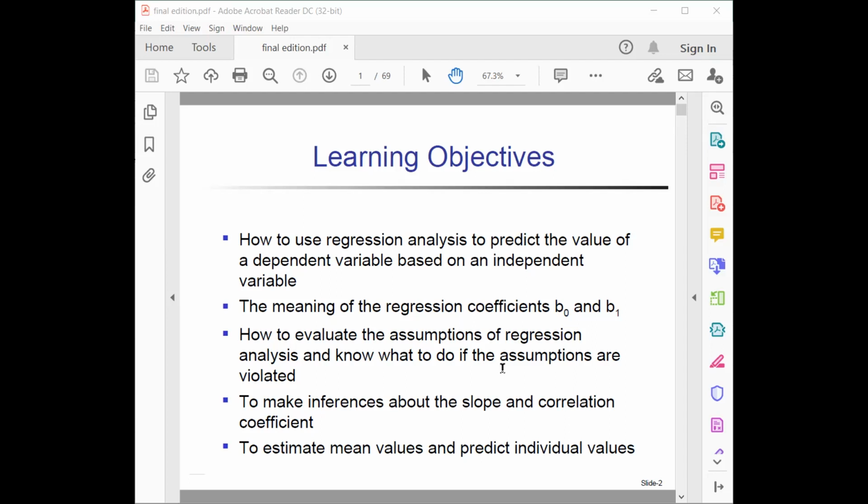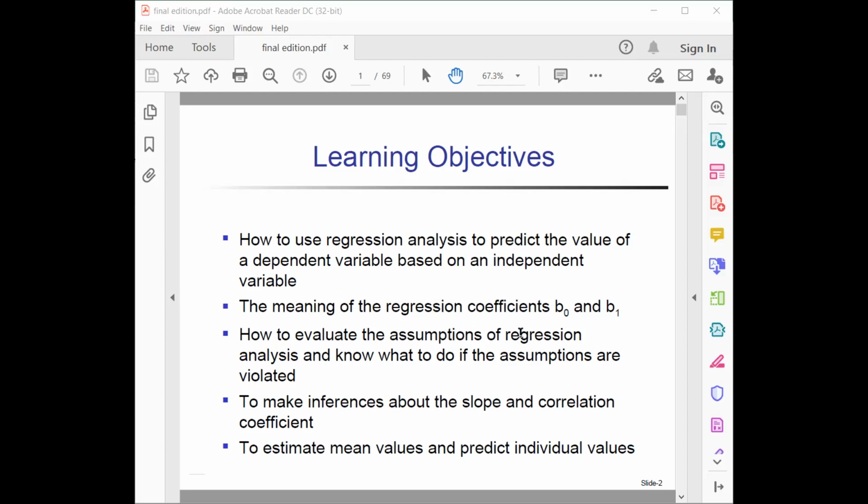To make inference about the slope and correlation coefficient, in this case to test whether our slope is acceptable under a certain standard, particularly at a certain significance level. And the last is to estimate the mean value and predict individual values.